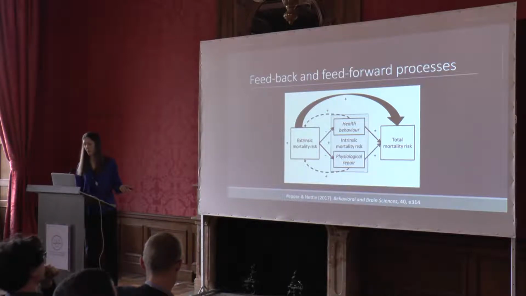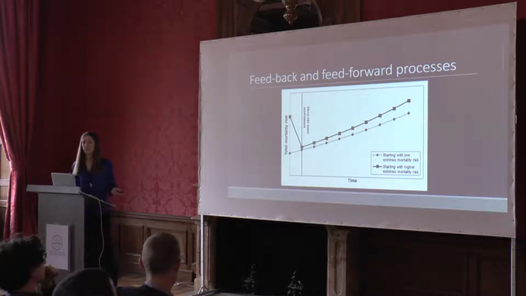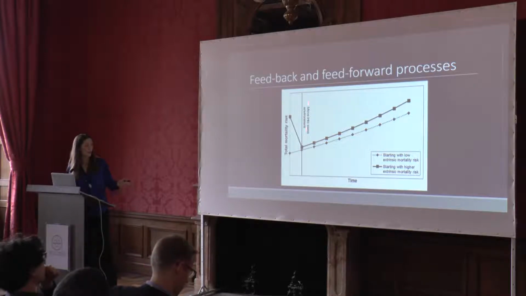Given this kind of dynamic, we could expect that if we had 2 individuals who started out in different early life environments, one with higher extrinsic mortality risk that you can see here, and one with low, this individual would invest less potentially in physiological repair and health behavior at the first time point, while this individual invests more.